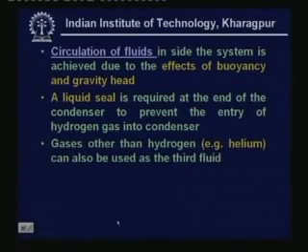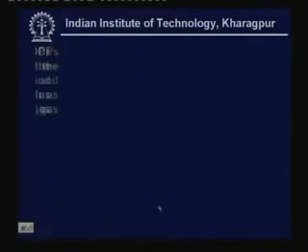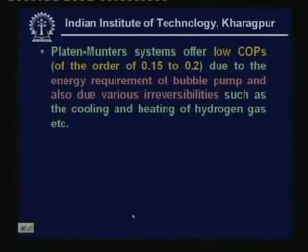Gases other than hydrogen can also be used. Even though the original system used hydrogen gas, people have also tried other gases such as helium. And plate and motor systems are simple and good in many ways. One major disadvantage of this system is that they offer very low COPs, of the order of 0.15 to 0.2, and this is because of the energy requirement of the bubble pump and also due to various irreversibilities. One such irreversibility is due to the cooling and heating of hydrogen gas in the evaporator absorber section.